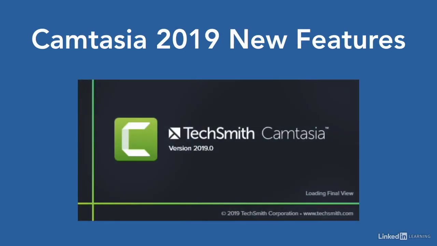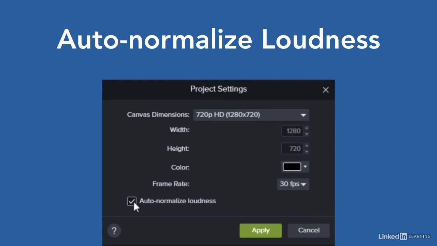Camtasia 2019 is packed with new features. Let's have a look at the top 10 new features of this release. Number 1, auto-normalize loudness. Now, when you calibrate your microphone, your audio already sounds pretty good. But now when you enable the new auto-normalize loudness feature, all of your audio for your entire project will be dynamically set to the perfect audio level for your viewer.